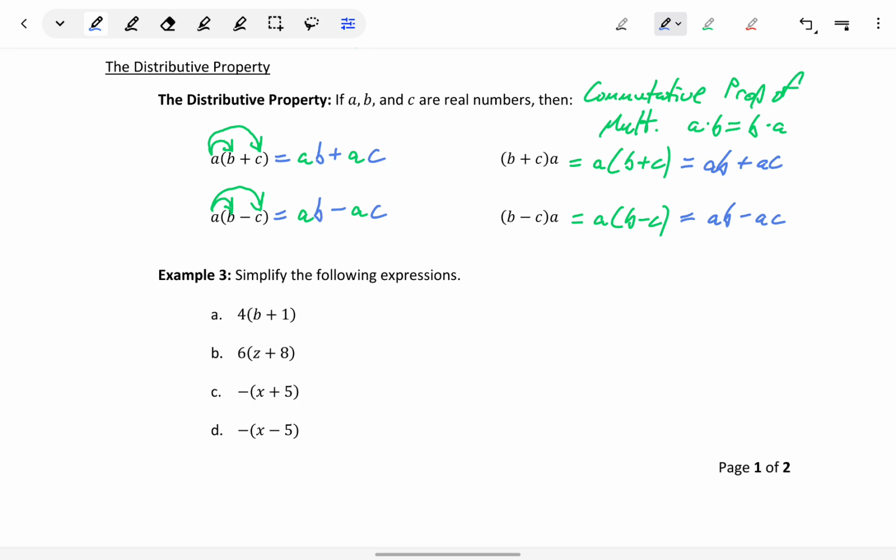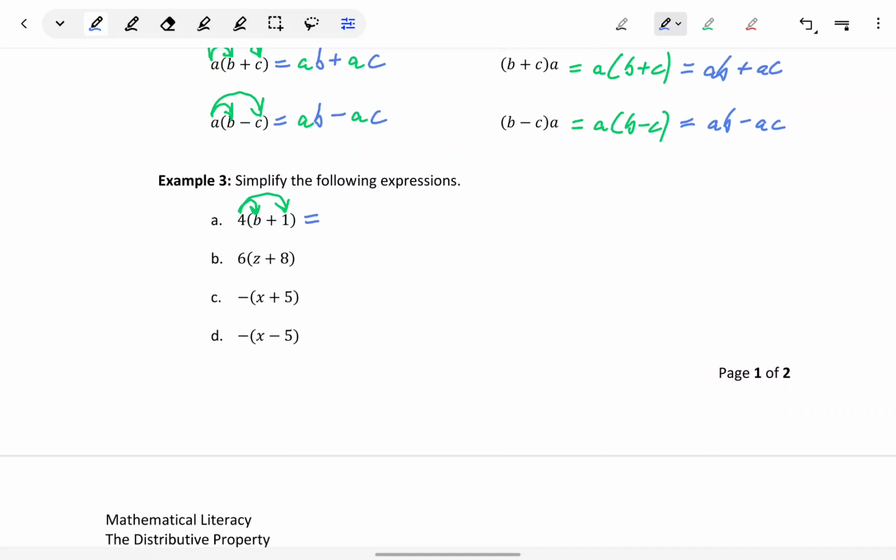So it doesn't matter whether the expression in parentheses comes first or second. If we have a number multiplied by some quantity in parentheses, we can distribute that through. In example 3, we'll take a look at this. In part A, we have 4 times the quantity b plus 1, meaning we'll take 4 times each of those values to give us 4 times b plus 4 times 1, or 4b plus 4. Those two expressions are exactly equal to each other.